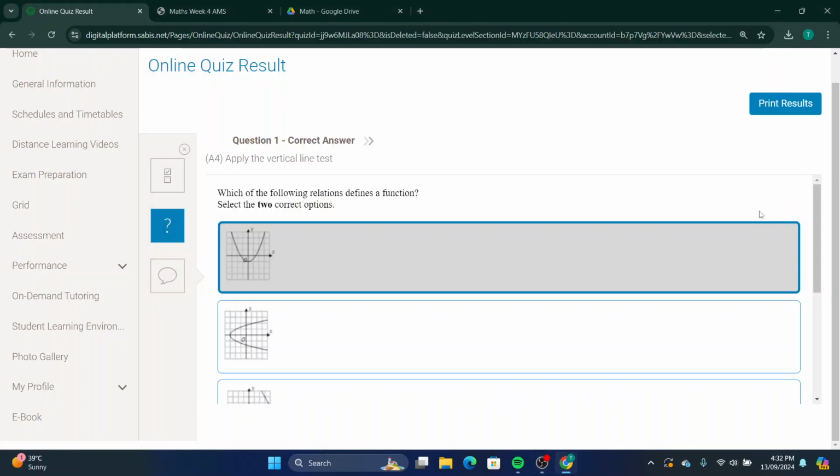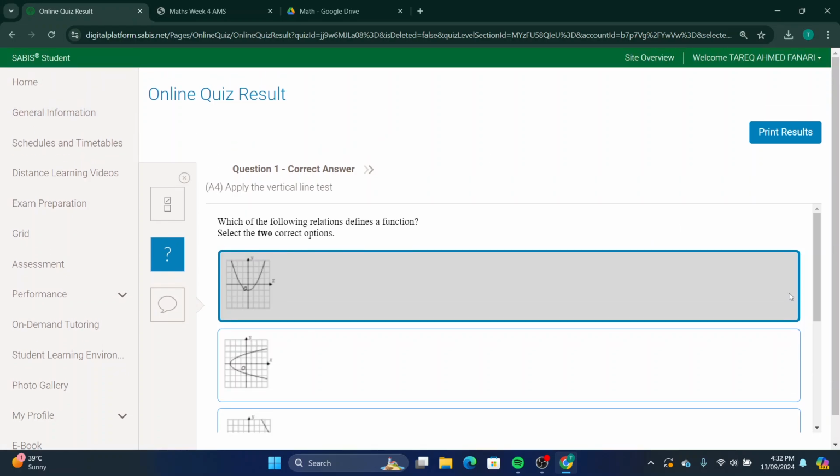Okay, so hey everyone. Today I'll be doing the Math Week 4 AMS quiz. I'll start with the first question. Which of the following defines a function?